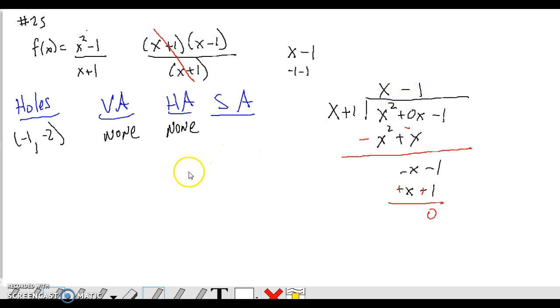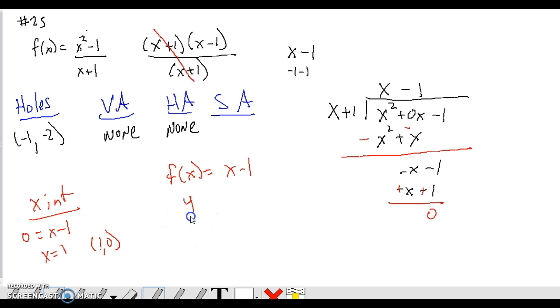What's happening is this graph is really a line. So really you're graphing x minus 1 and all it has is a hole in it. Okay, so we can still find x-intercepts if we want to, right? So set that equal to 0. We'll get an x-intercept at 1, so 1 comma 0. Y-intercept will be at 0, negative 1, because again, that's your value.